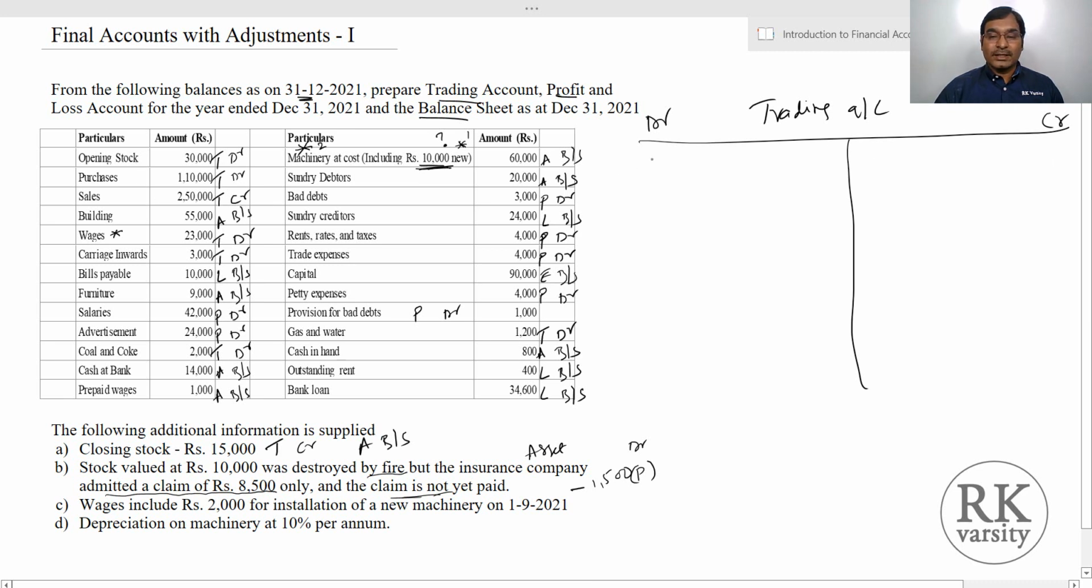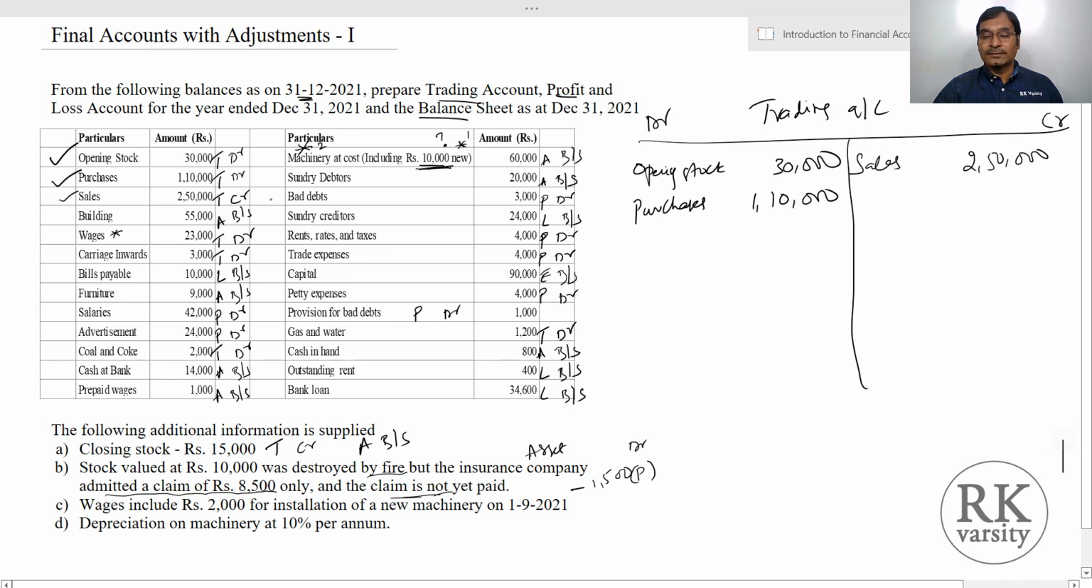First is the opening stock. So your opening stock amount is 30,000. So we posted this one. Then you have purchases. There is no adjustment. So purchases 1,10,000. We posted purchases. Sales 2,50,000. The trading account, credit side. So sales 2,50,000. Then we look at another item in the trading account, wages.